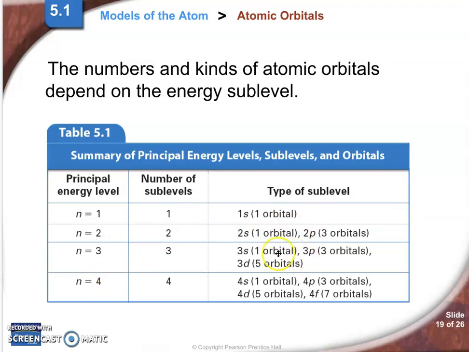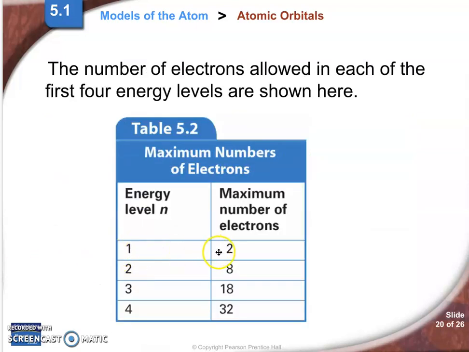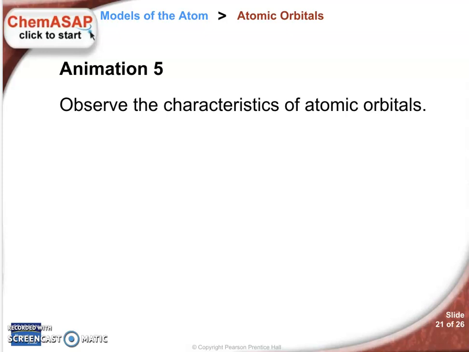Third energy level, look at this, you have 1, 3, and 5, total 9. Fourth energy level, you have 1, 3, 5, 7. I think you got the idea here, right? I'm going to show the formula when we take notes, but you can also see it here. It is 2 times n squared. This is the maximum number of electrons you can place in the orbitals.